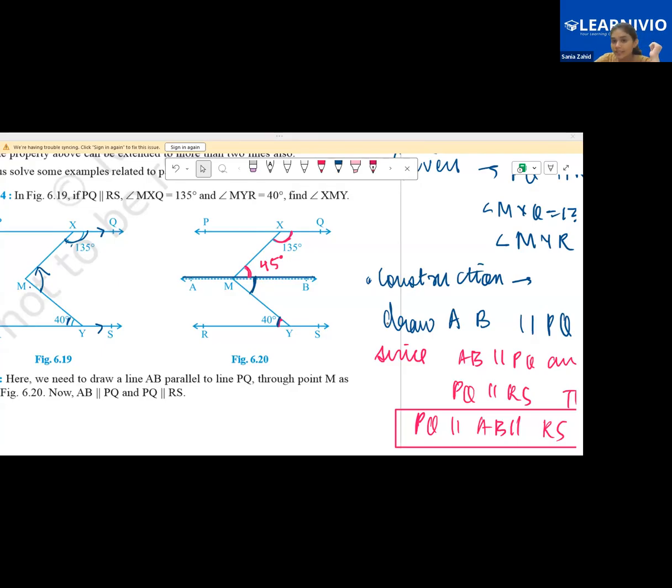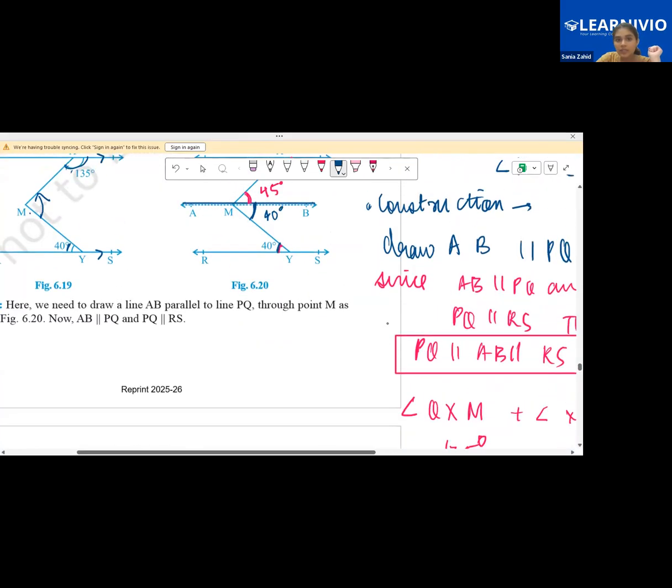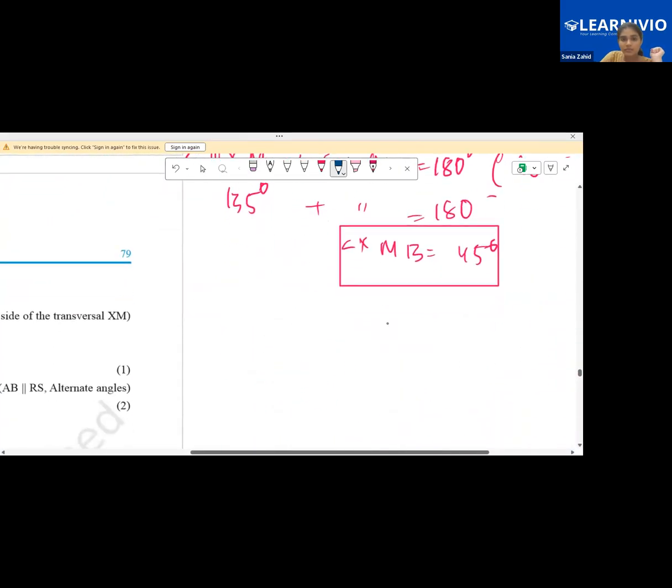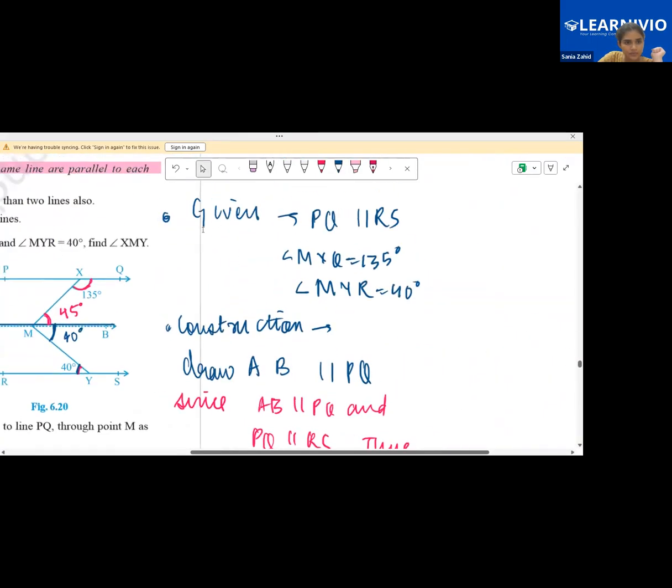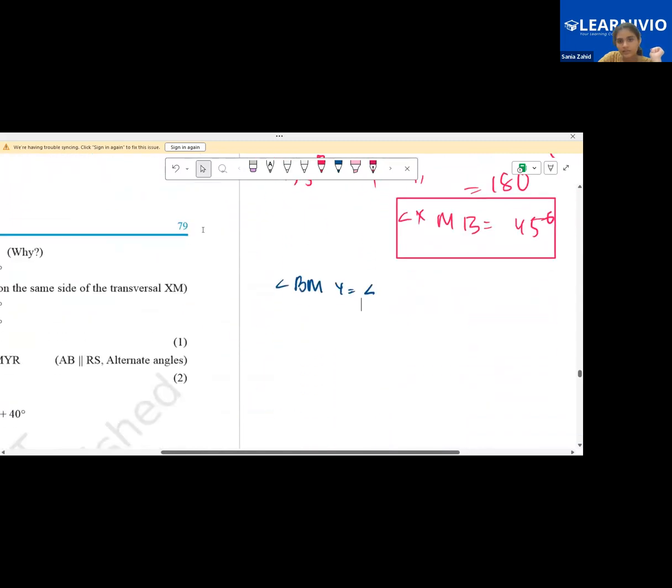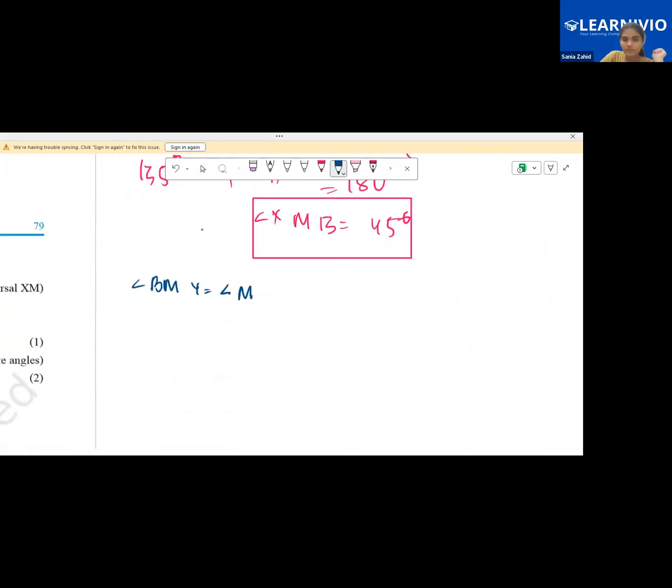So this is also alternate interior. So this is also 40 degrees. So I'll write angle BMY. Angle BMY is equal to angle MYR is equal to 40 degrees. And the reason you write down is alternate interior angles.